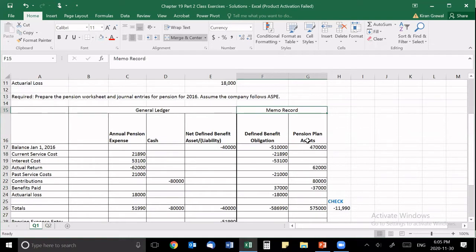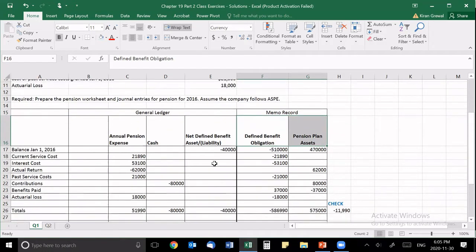So the defined benefit obligation, that liability amount, is not going in your financial statements. Remember, it's just the net amount going in. And your pension plan assets are not going into the financial statements. It's just the net amount of these two that are going in. So this is a good way to keep track of all these numbers and then to find out what your journal entries are going to be at the end.